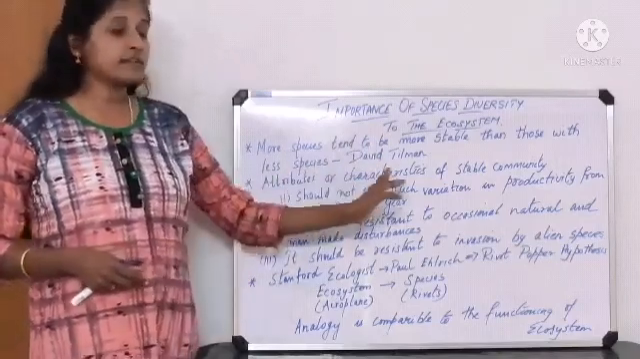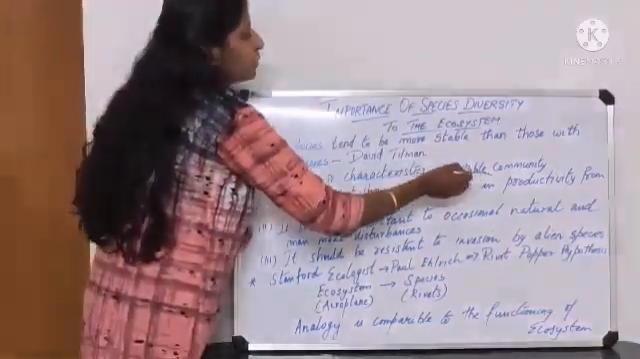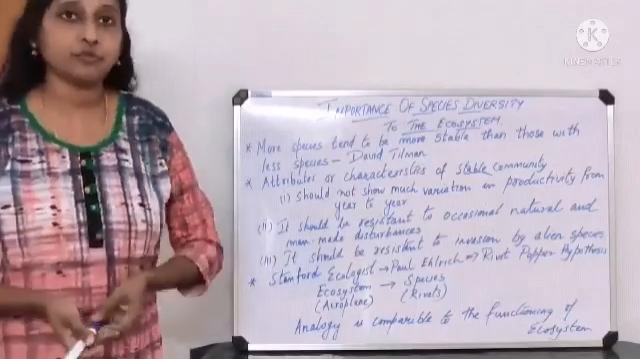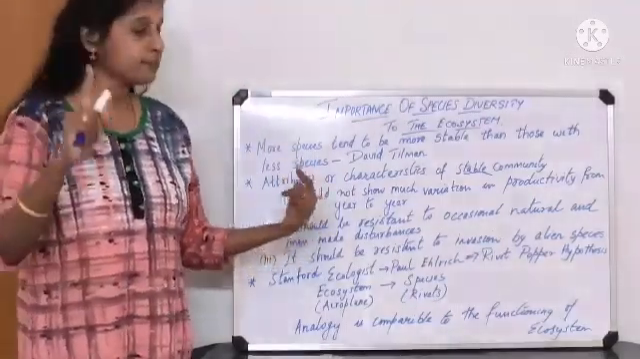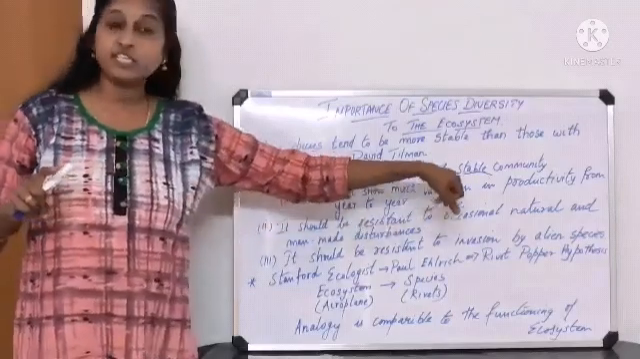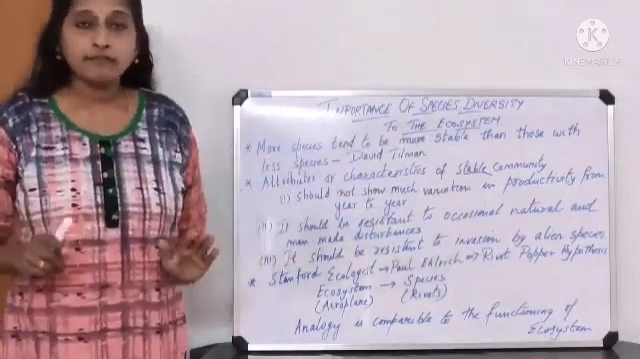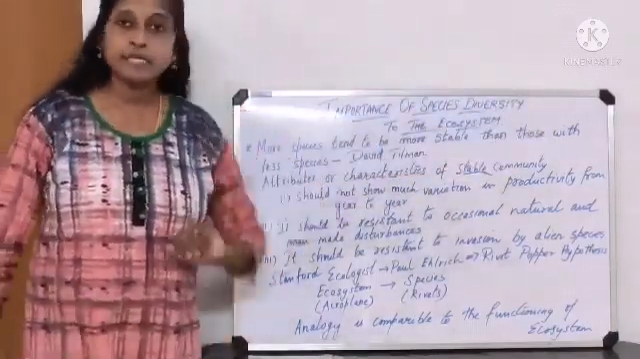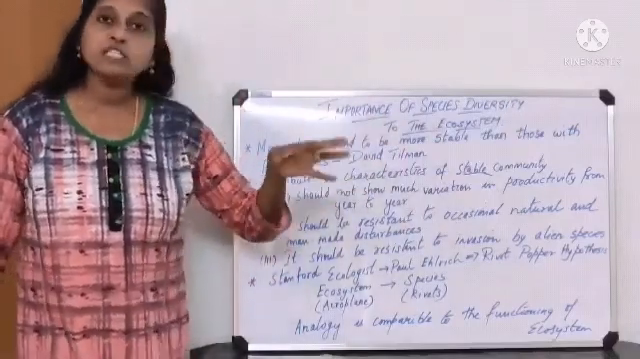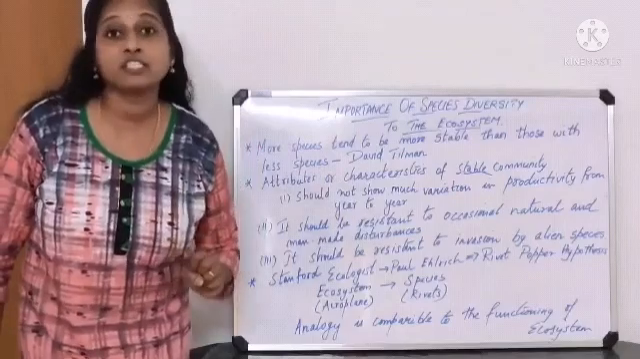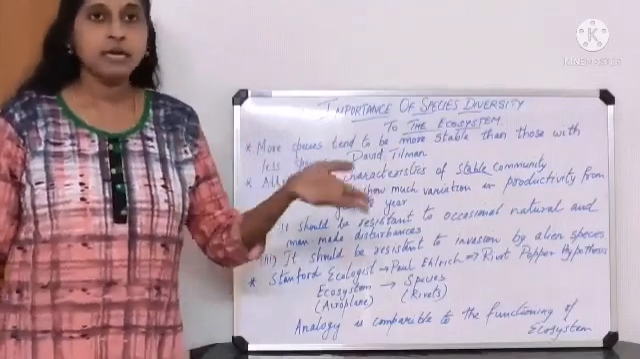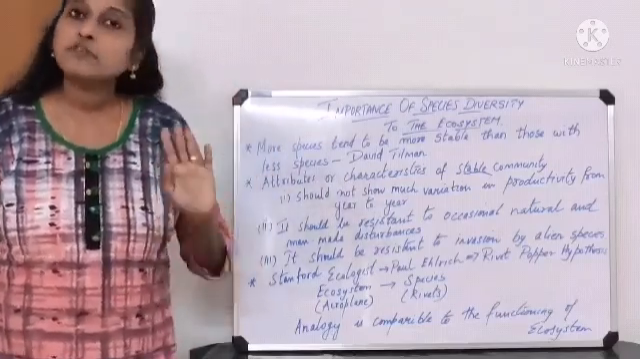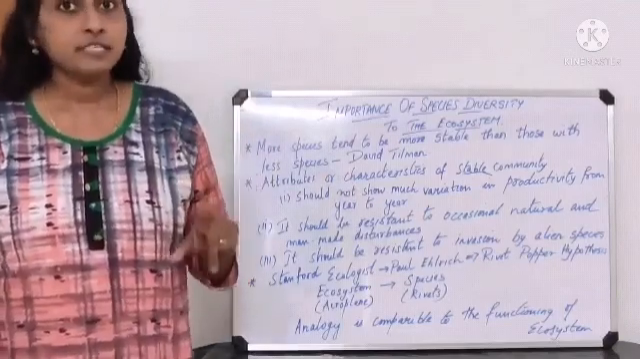Now, attributes or characteristics of a stable community. A community is said to be stable if it has some characteristics. So, what are the attributes? First attribute is that it should not show much variation in productivity from year to year. For example, imagine this space is a community and here I am cultivating some plants. Rice plants, when you see this here, have given me 100 kgs of yield. Next year, it is giving only 10 kg or 20 kg. Is it stable? No.